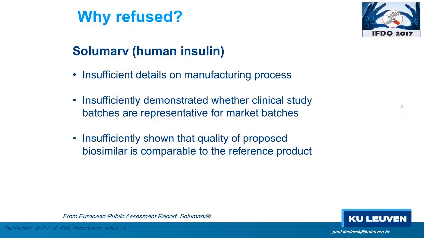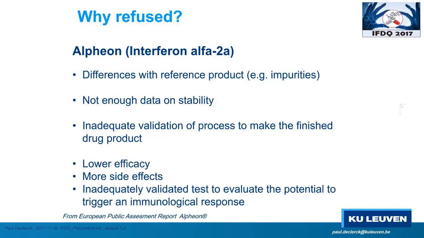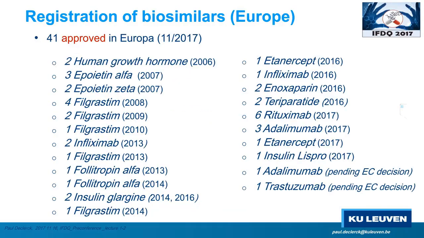Here are some details on why they have been refused. For instance, insufficient details on the entire process, which just means that we cannot trace back the quality of the entire process, and so on. Insufficient quality, for instance, with respect to comparability. Here we have some important differences with respect to impurity, for instance, a lower efficacy for this proposed biosimilar of interferon alpha-2A, which also demonstrates that they look at all the different aspects.